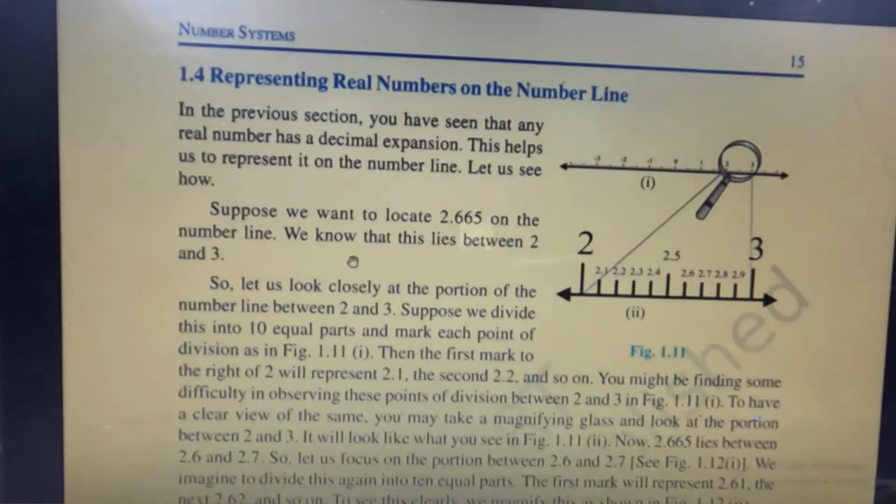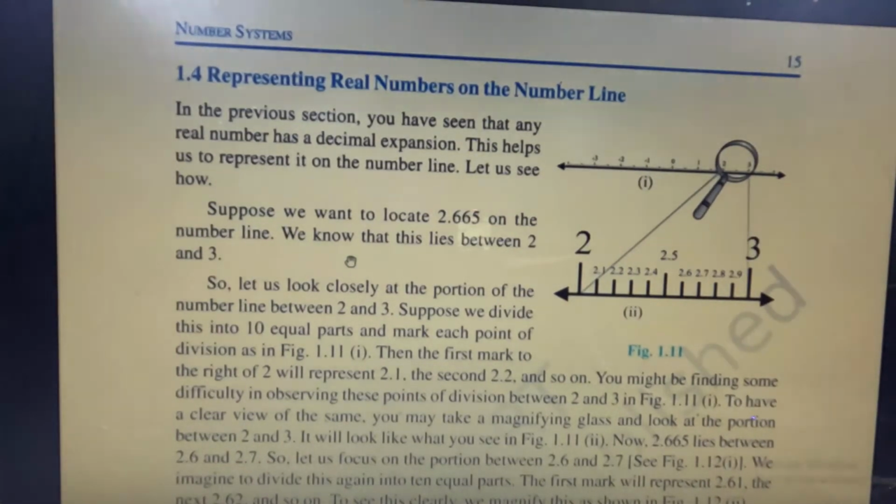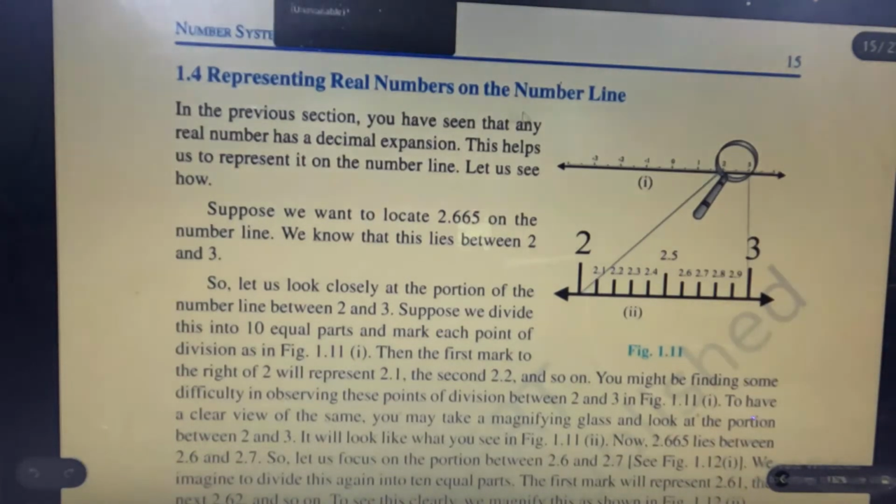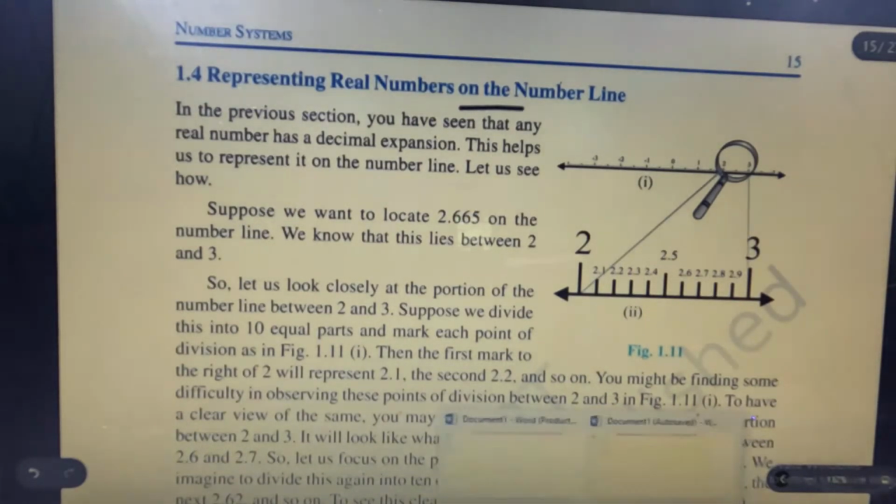Hello everyone. Here we can see the representation of real numbers on the number line. How can we represent a real number on the number line? First of all, in the previous section you have seen that a real number has a decimal expansion. So what is the topic for us? That is real number representation on the number line.